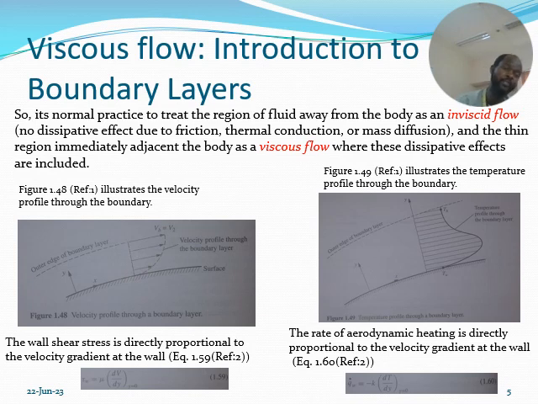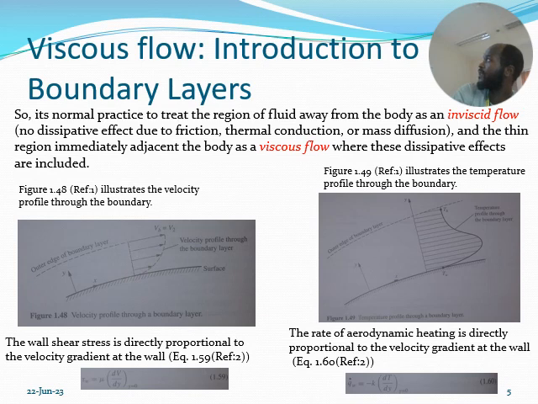We don't make any assumptions about that. We leave it as a viscous flow. And in this region, of course, the dissipative effects are included. That is the thermal conduction, diffusion, mass diffusion, and all that. Those effects are viscous flow effects that are included in such region of the flow. And we have the velocity boundary layer and the thermal temperature boundary layer.